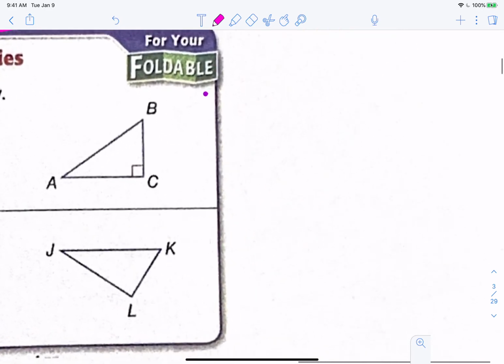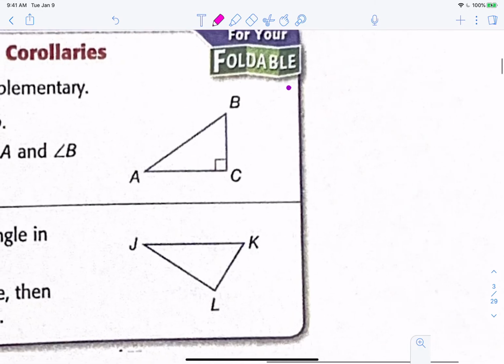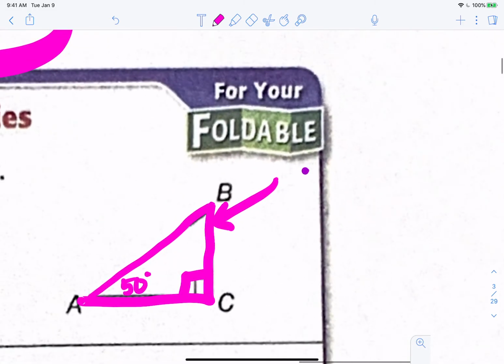Now, these next two are other ways to make a shortcut. Okay. So check this out. Let's say I have this triangle right here, and angle C is a 90-degree angle. They put a box in that corner. Okay. This angle down here is 50 degrees. What's this one? What's angle B? 30.